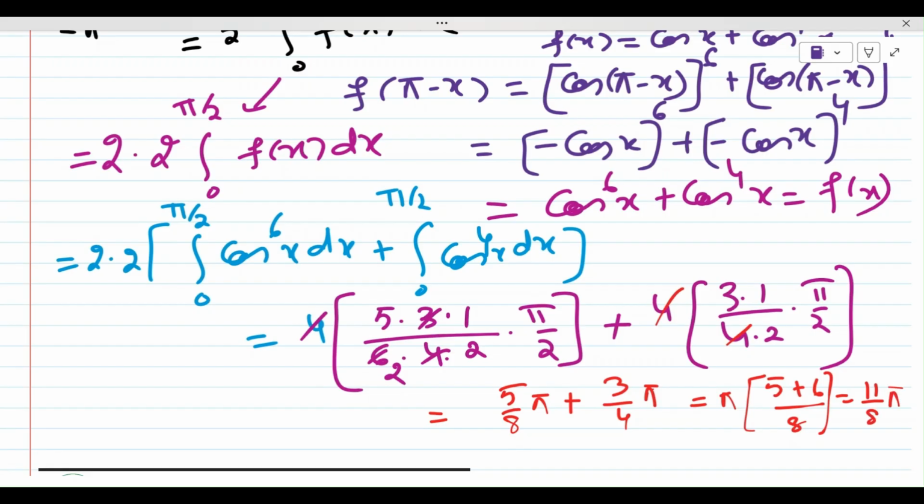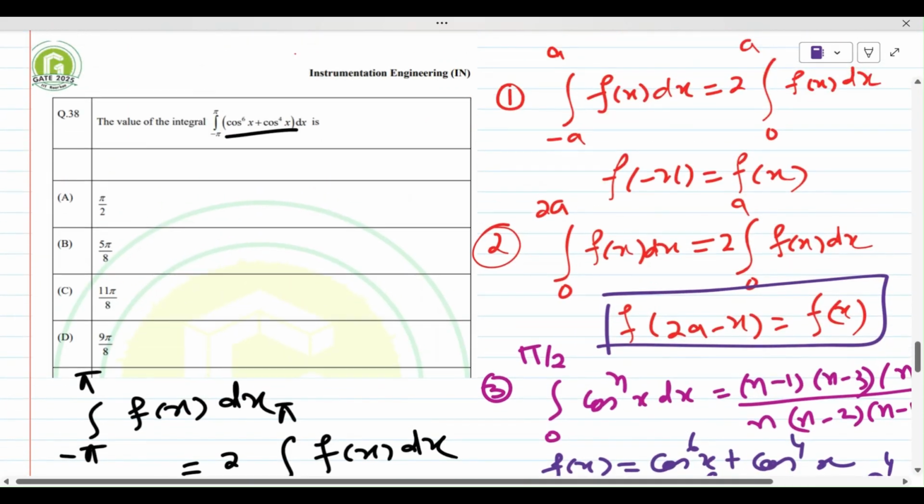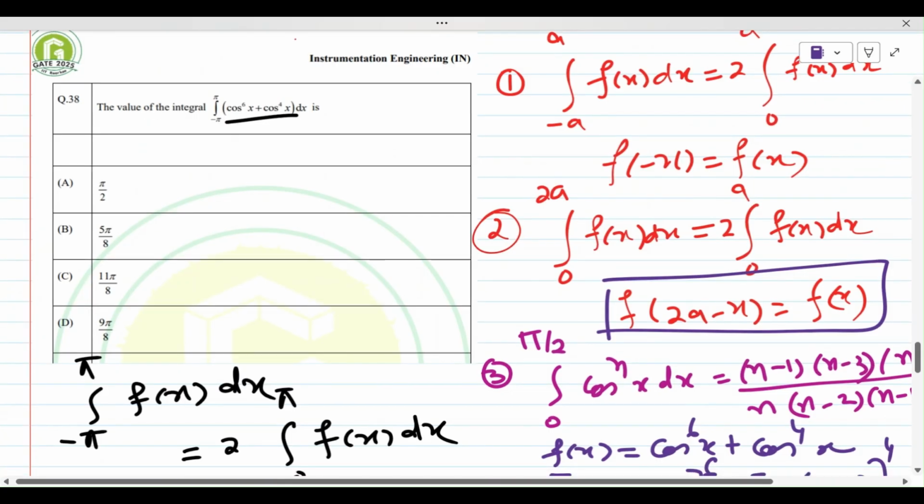11 by 8 pi. So let us see which option is this one. This one is the C option. So we are applying over here three formulas, and just these three formulas we are going to apply, and this one is the simplest method as compared to the other procedures. So if the concept is clear, then everything is clear.